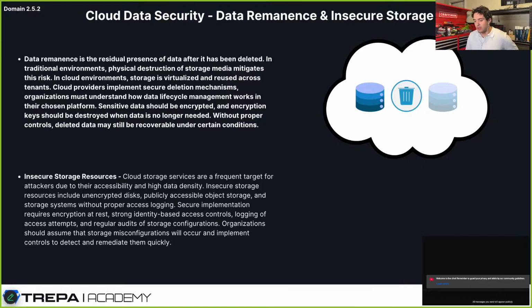Secure implementation requires encryption at rest, strong identity-based access controls, logging of access attempts, and regular audits. It's so funny. Is that any different than what we do on-prem? When we have storage on-prem, what do we do, guys? We do full disk encryption. We make sure permissions are set properly, we make sure we're logging, and we make sure we're doing backups. You're going to do those same principles in the cloud. It just gets done differently with different tools.